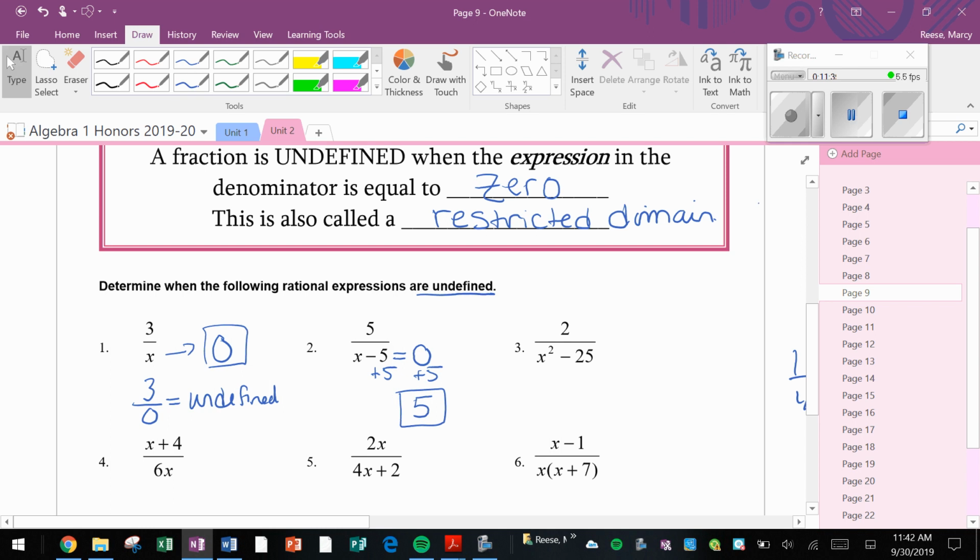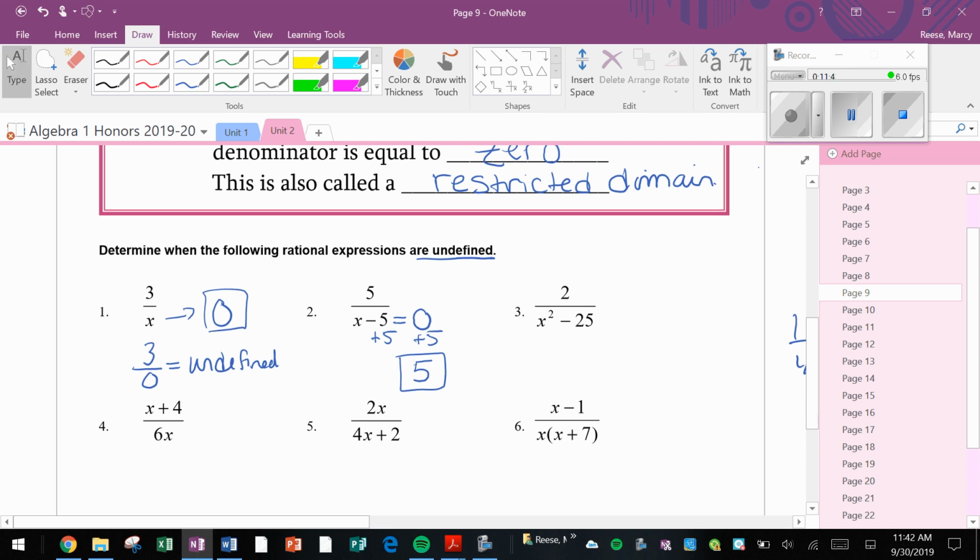Okay? When x is equal to 5, it will be undefined. Ooh, I like number 3. Love it. What's number 3?